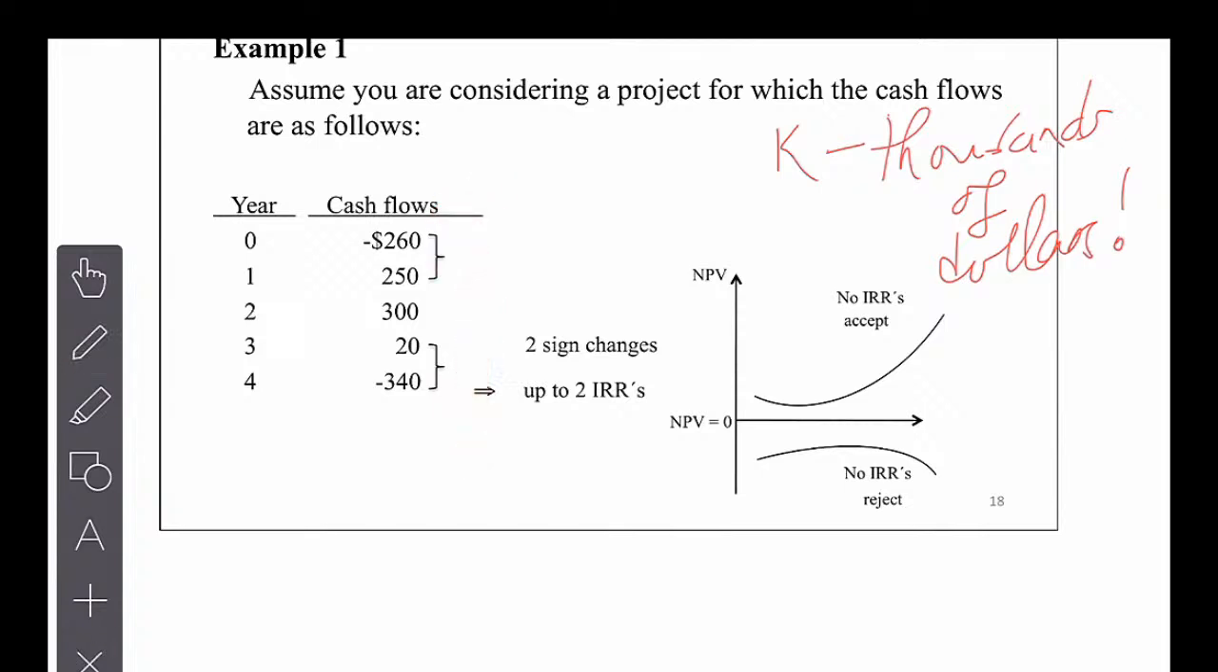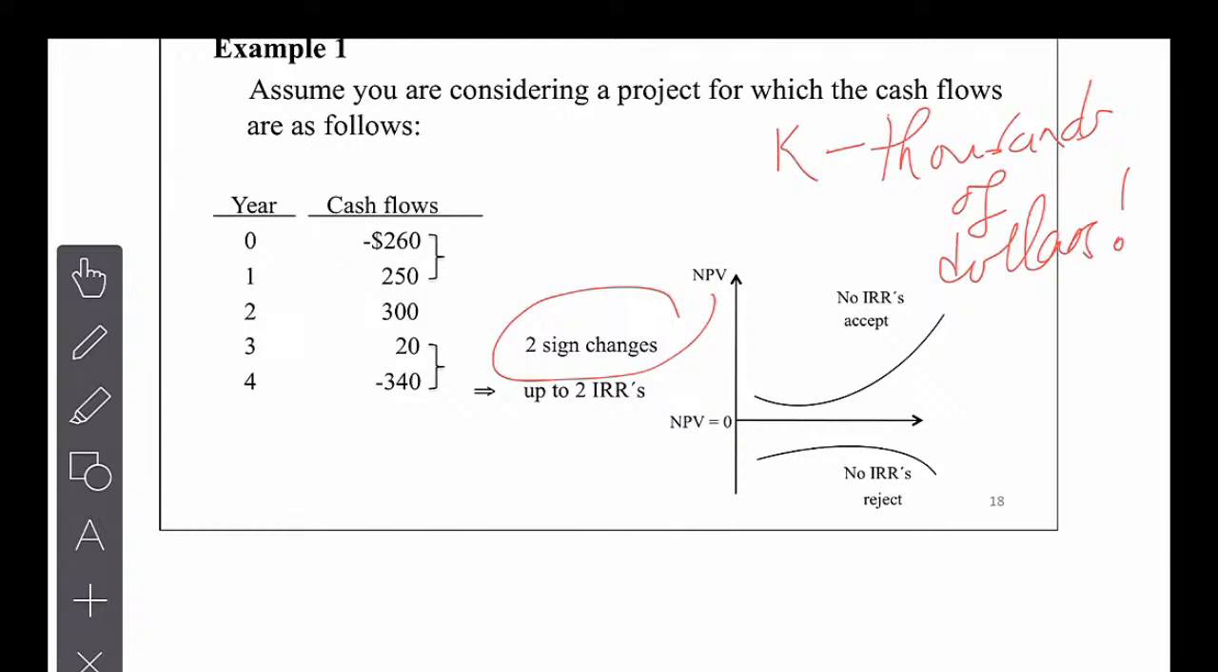All right, so what happens with changing? These change from negative to positive once, and then positive, and then back to negative. So there's 2 sign changes. Got that? Negative to positive here, and then positive to negative here. So what that means mathematically is that you can have up to 2 places where NPV is 0. So it's going to cross the axis of NPV 0 possibly twice. It doesn't have to be twice.